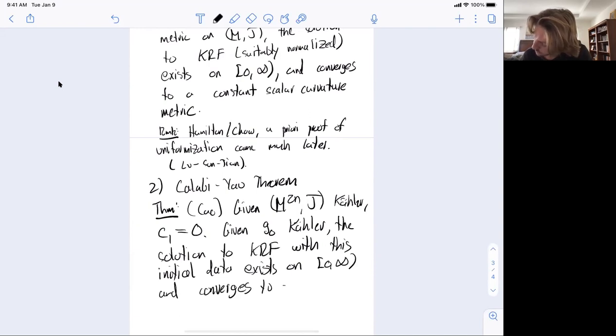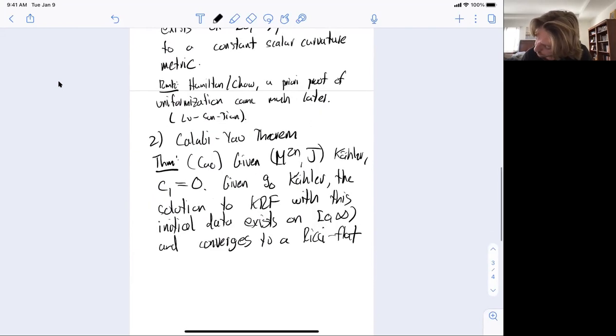And converges to a Ricci flat limit on G infinity. Okay. So again, it's sort of the strongest possible result one could hope for a problem like this.